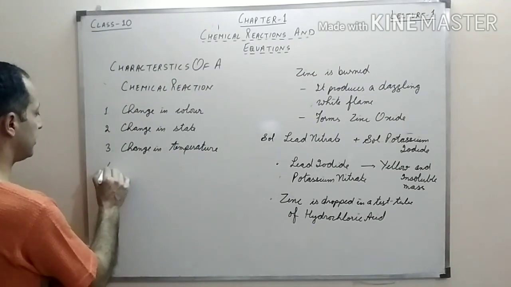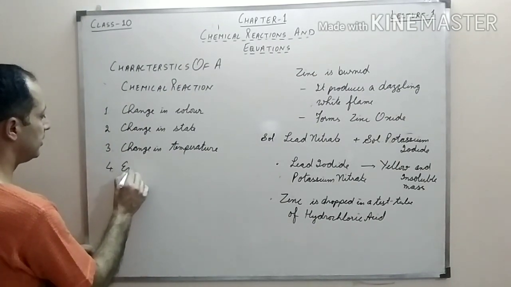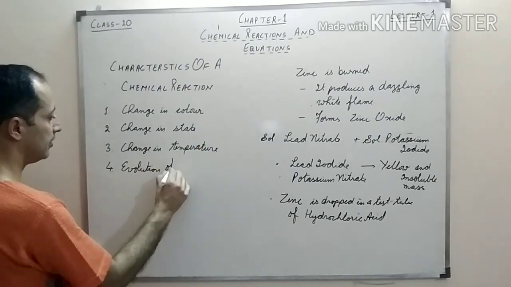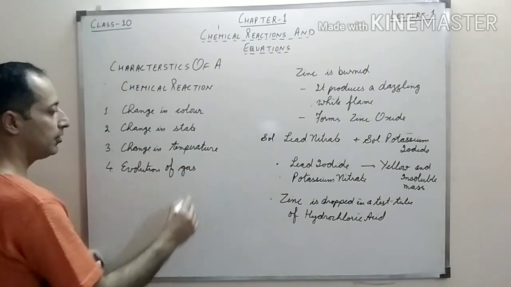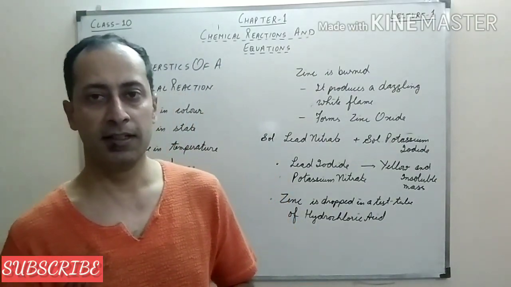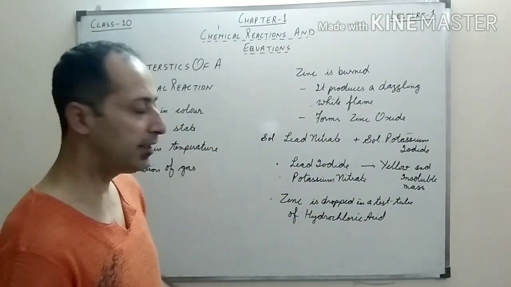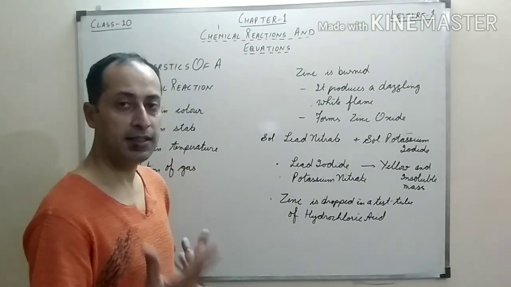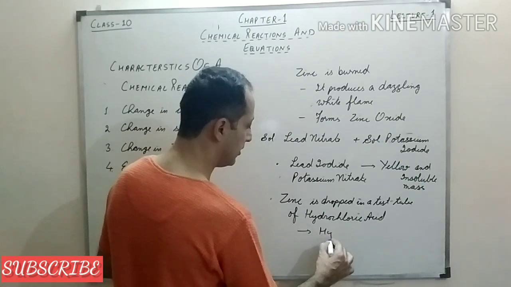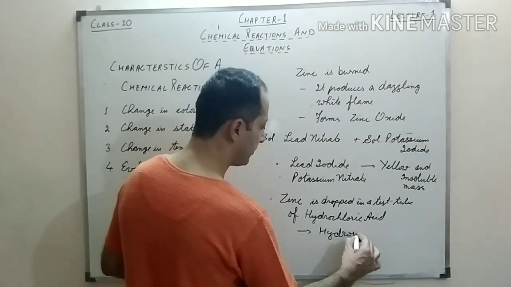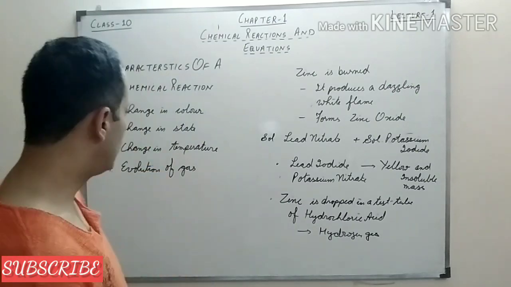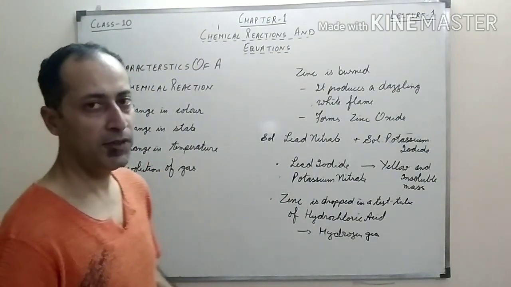And the fourth characteristic is evolution of gas. This is what happens when zinc reacts with hydrochloric acid. What are the things formed when the zinc reacts? Gas bubbles are formed, and the gas that comes out is hydrogen gas. Right? So these are the four characteristics of a chemical reaction.